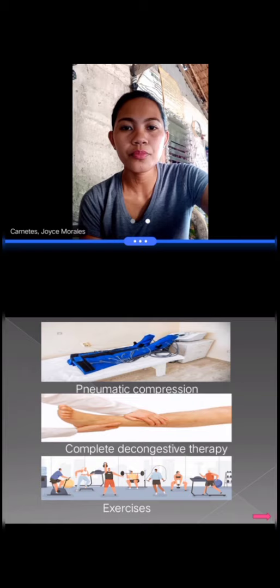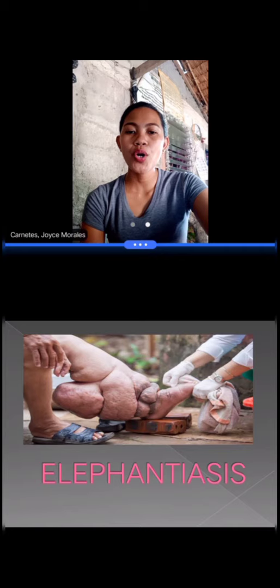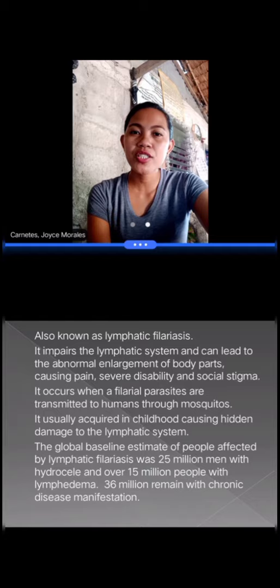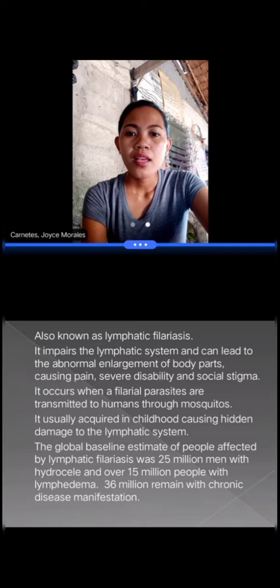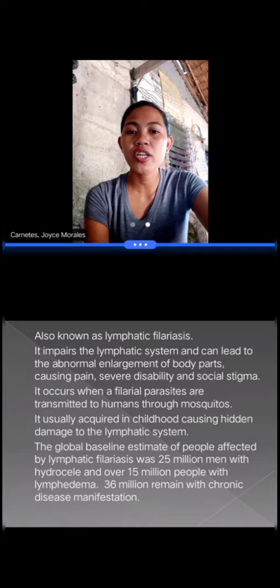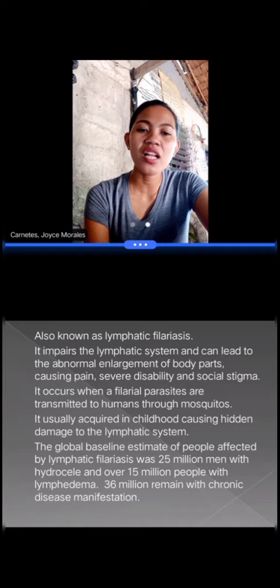The next lymphatic disorder I'm going to talk about is elephantiasis. Elephantiasis is also known as lymphatic filariasis. It impairs the lymphatic system and can lead to abnormal enlargement of body parts, causing pain, severe disability, and social stigma. It occurs when filarial parasites are transmitted to humans through mosquitoes. It is usually acquired in childhood, causing hidden damage to the lymphatic system.